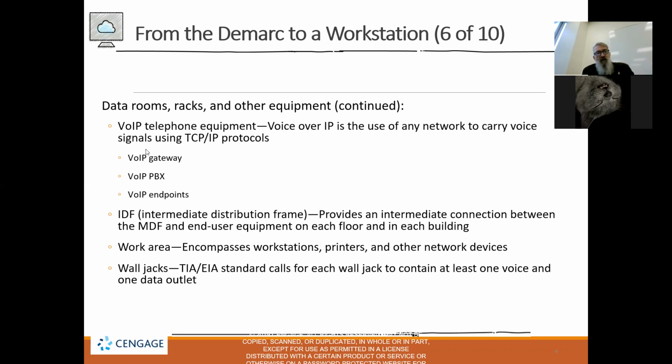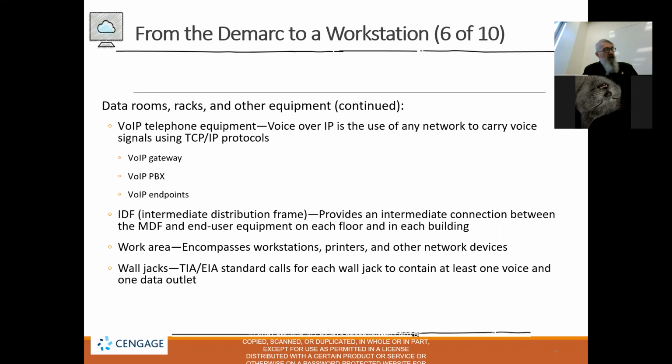Well, VoIP, I'm sure you're familiar with that. You may have to be dealing with something like this in a network, voice over IP. It's an extra set of networking considerations that you have to have. You need a device which is going to act as a sort of switch for your VoIP. IDF I've mentioned.